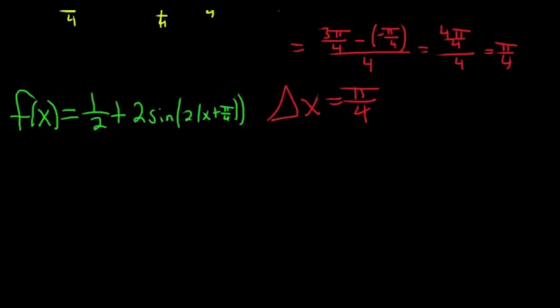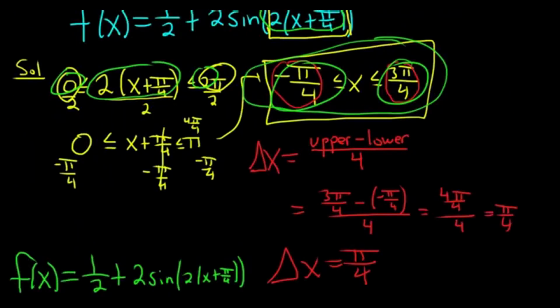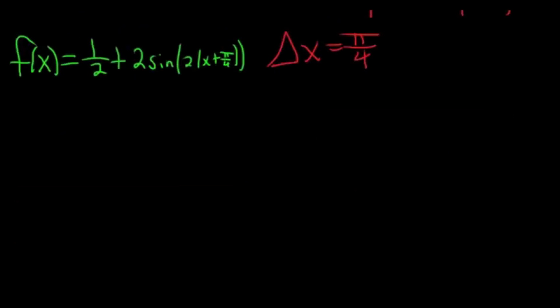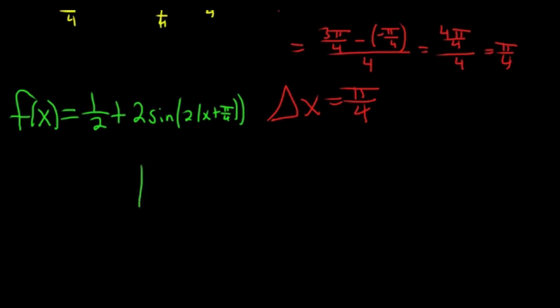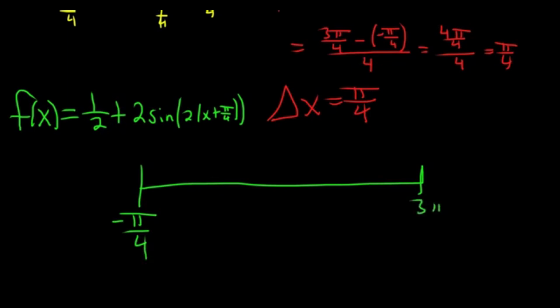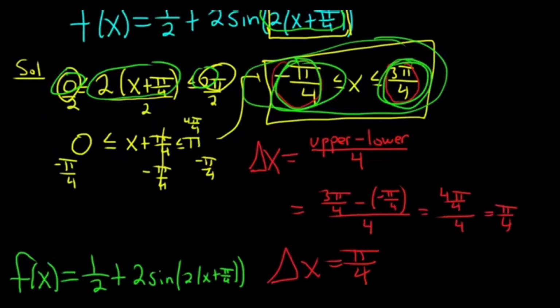Step 3, we're going to draw a little picture, right? So in our little picture, we're going to use our interval. Our interval started at negative pi over 4, and it goes to 3 pi over 4. So I'm going to graph that down here. So we have negative pi over 4, okay, and then here we have 3 pi over 4, right? We got these from what we did just a few seconds ago, when we solved for x.